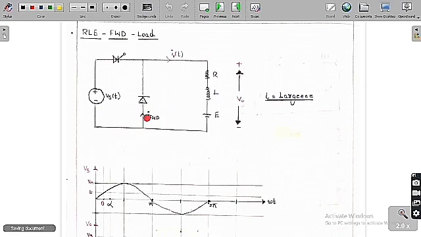The current in the freewheeling diode is IFWD. I am going to assume that a large inductance means the current will always be constant, because if L is very large, the current won't change. So I am going to assume that L is large, meaning the current will always remain constant. Now we are going to analyze this circuit.